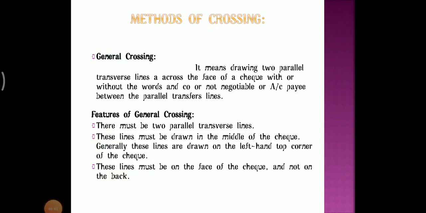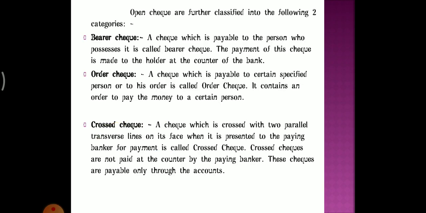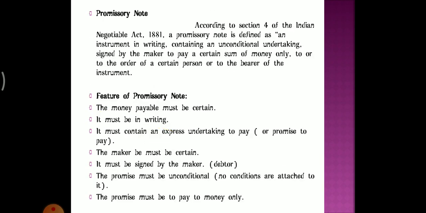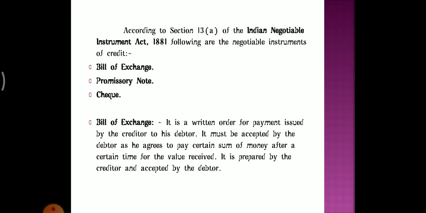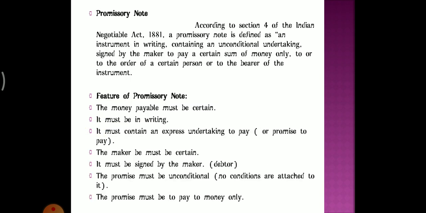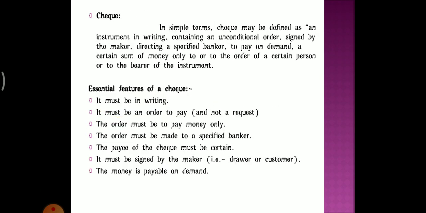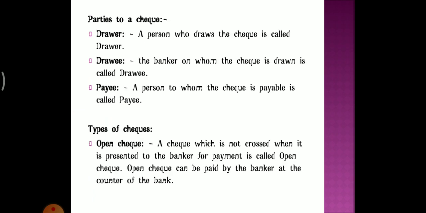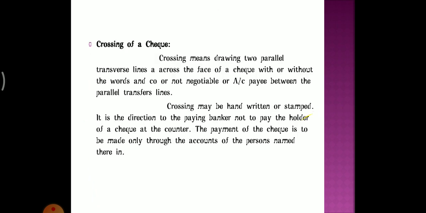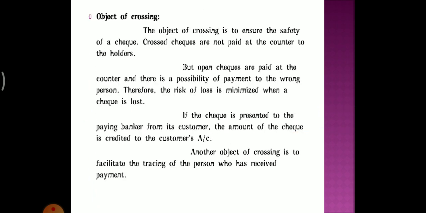Hello students, in the last class we covered some of the negotiable instruments: bills of exchange and their features, promissory notes and their features, checks and their features, the parties involved in checks, types of checks, types of open check, the reason behind crossing of a check, and the object of crossing. So in today's class we will be covering some more topics regarding the second unit only.